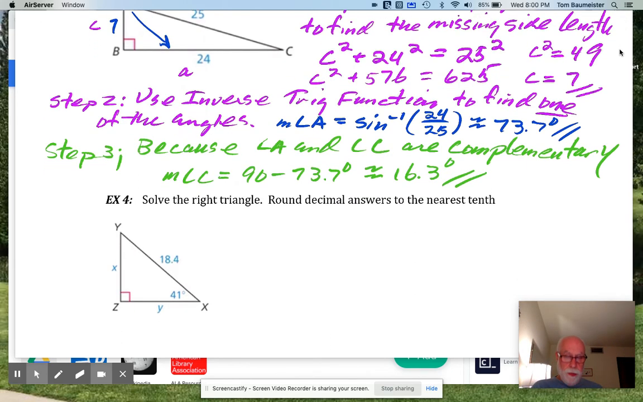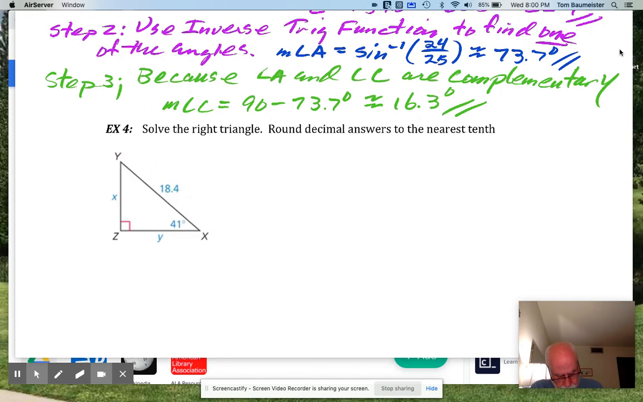Okay, so now the last one here, solve the right triangle. Round decimal answers to the nearest tenth. So on this one here, we have x, y, and z. And now again, notice how they have, opposite the angle y, they have y. Opposite the angle x, they have x. So all of that kind of works out good.